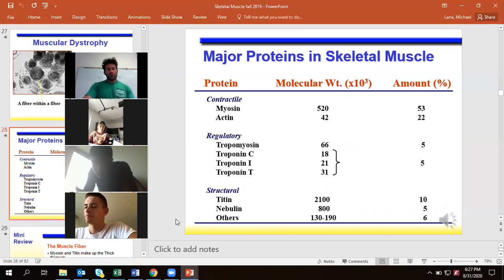And then our regulatory proteins are naturally much, much smaller, but notice the size of titin. Titin is about 3 megadaltons in size. To give you an idea, whenever I was doing my dissertation, I was looking at myosin heavy chain expression.